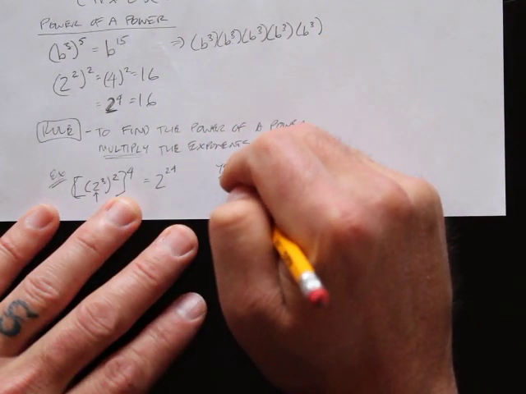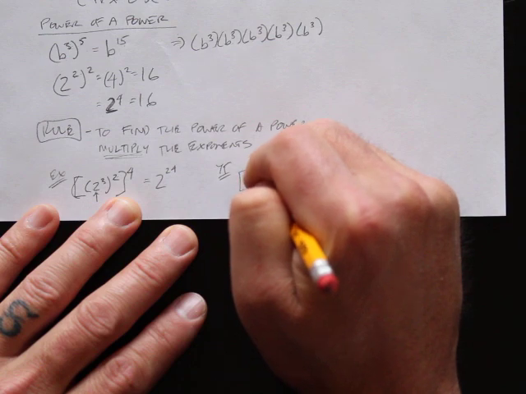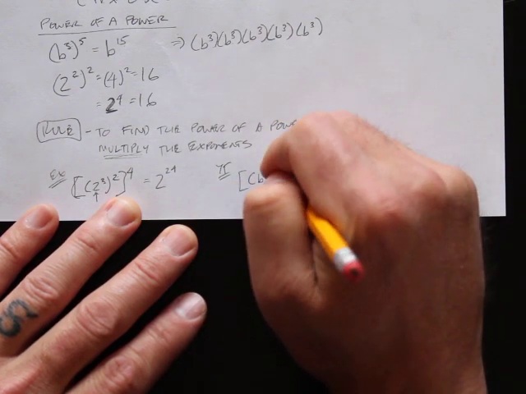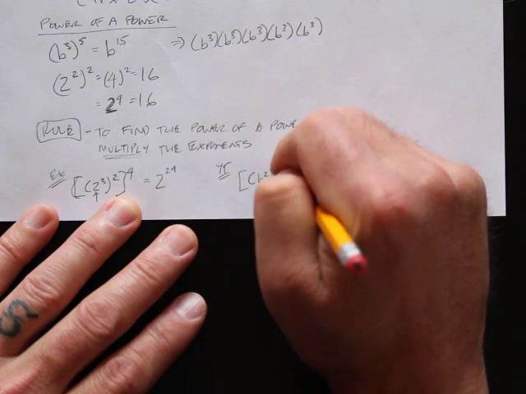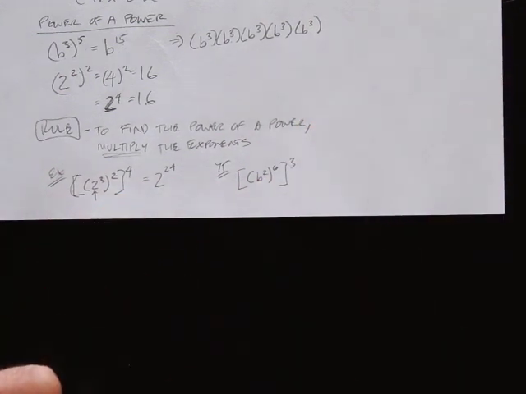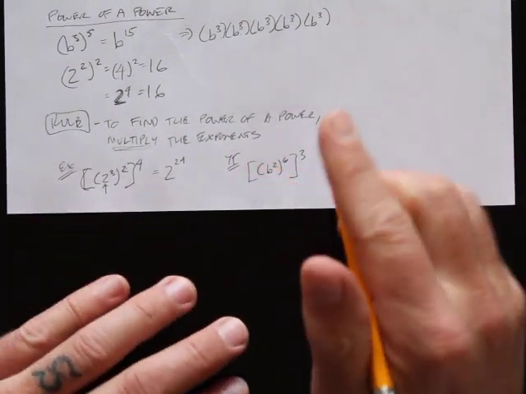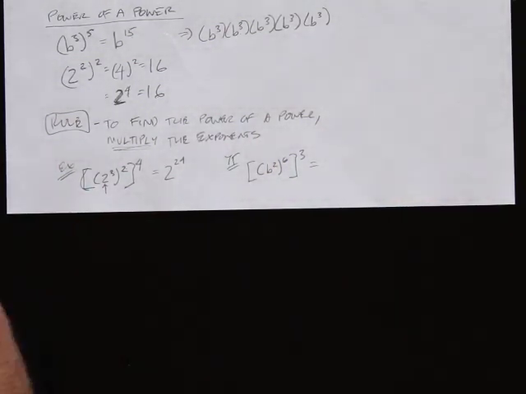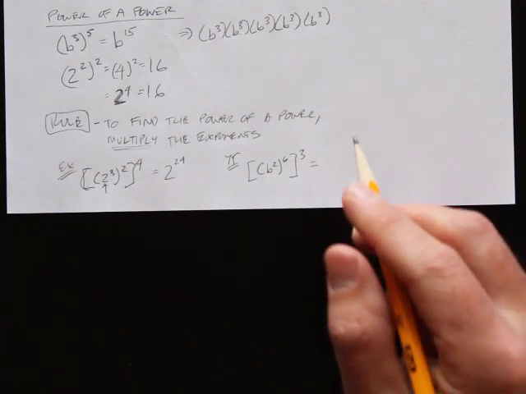I've got b squared to the 6th power to the 3rd power. So go ahead and try this one. Go ahead, pause and do that work. Let's see how you did.